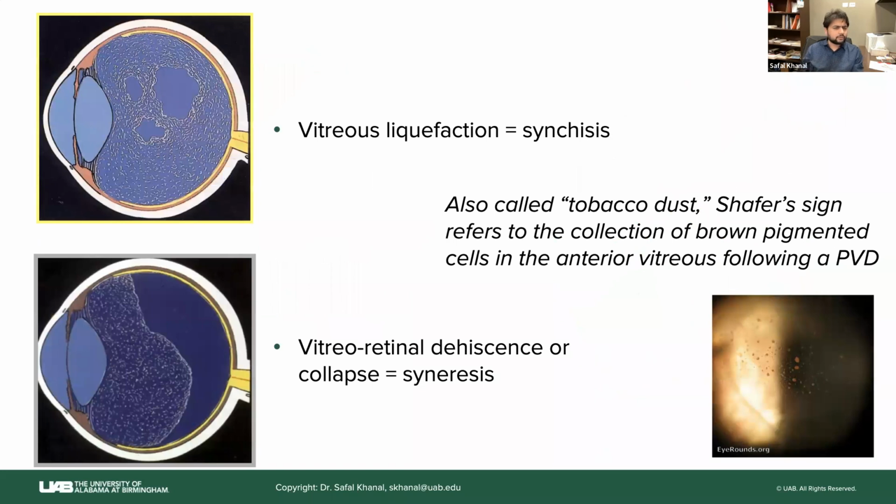Now, the vitreous can undergo different structural changes with age, and two of the important changes are synchysis and syneresis. The vitreous can liquefy, and it can stretch, and it can break or even collapse, which is called syneresis. Sometimes you can see the tobacco dust sign or Shafer sign, which is the collection of brown pigment cells in the vitreous. And this occurs after the vitreous detaches from the posterior attachment to the retina.